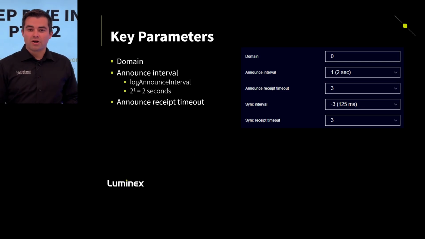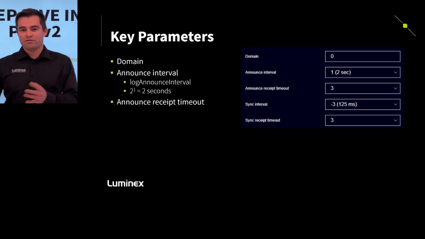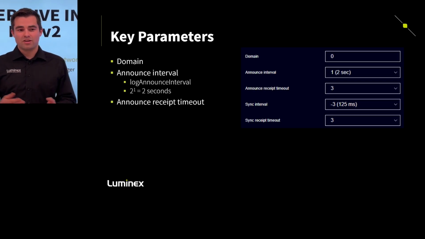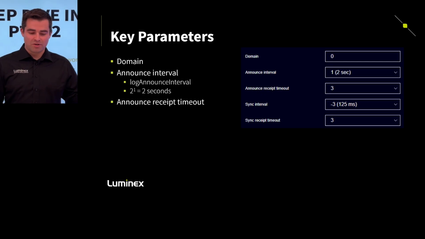Next up is the announce receive timeout. It's the number of intervals before the device will consider the grandmaster as being lost. So if for 3 consecutive announce intervals no announce message was received, then the device will consider the grandmaster as being lost, and the grandmaster election process will start over again.